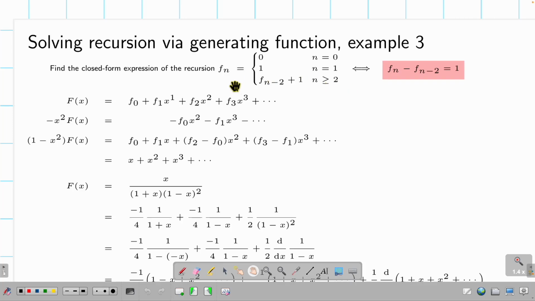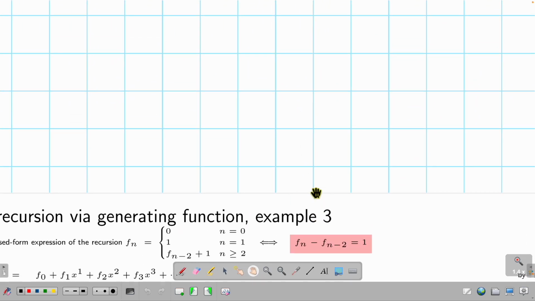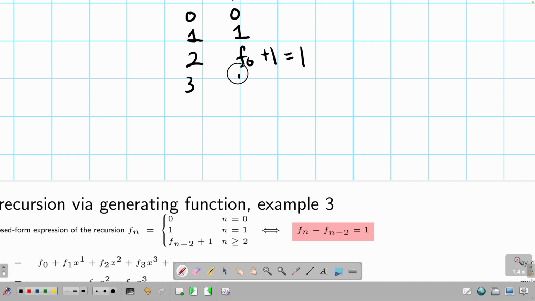So in this example, we have f_n is 0 if n is 0, f_n is 1 if n is 1, and if n is larger than or equal to 2, it will be the term two places before plus 1. So let's have a simple analysis. When n is 0, we have 0. N is 1, we have 1. N is 2, it will be what? f_0 plus 1, it will be 1. So f_0 is 0, right? And then f_3 will be f_1 plus 1, which is 2, okay? f_4 will be f_2 plus 1, which is 2, and so on.